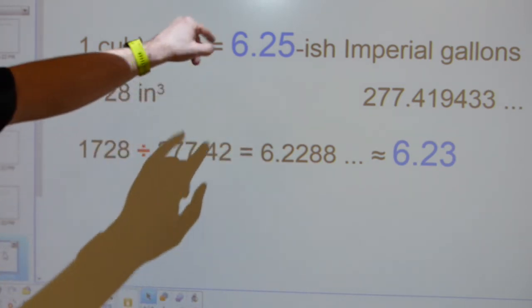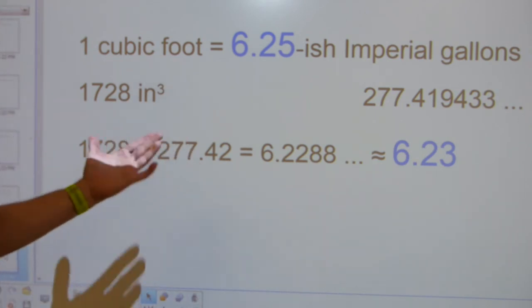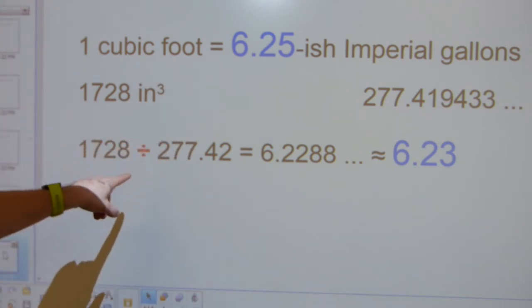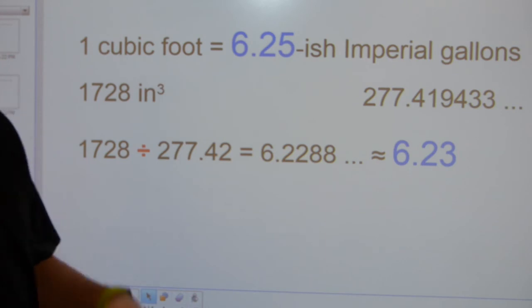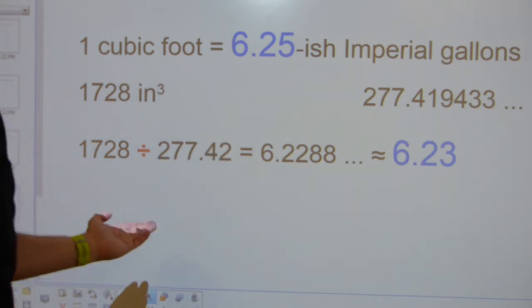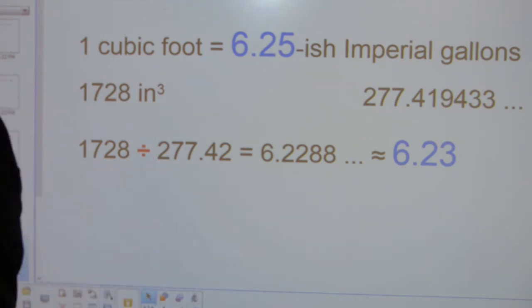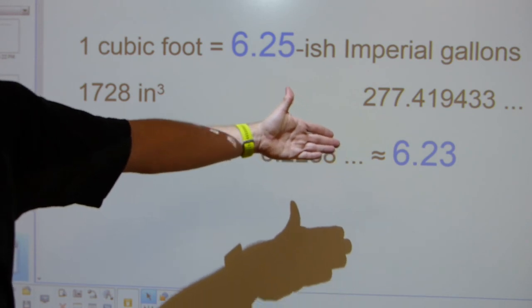So if you don't remember this conversion factor, what was that number? Yeah, 1728 divided by 277.42 will get you the conversion factor if you need a memory jogger. Now, I don't know how much of a memory jogger this division is, whether it's easier to memorize a division or easier to memorize a conversion factor.